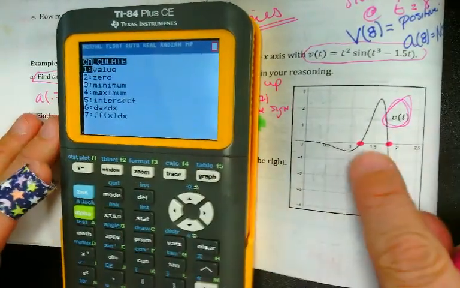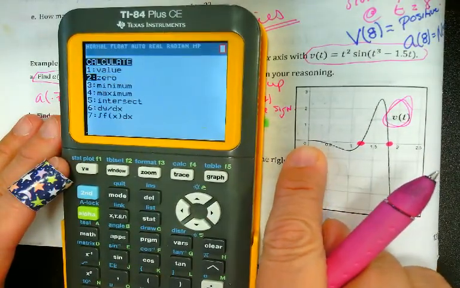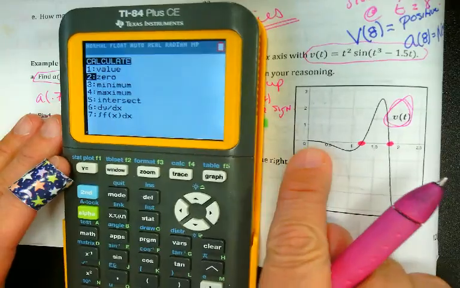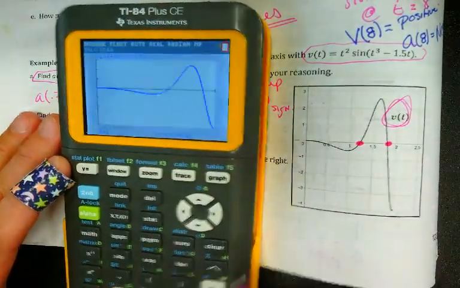When it's touching 0 at the very end, like near 0, does that count? I'm not sure if it's touching. We'd have to double check that. It looks like it's close. I don't know if it's touching though. So give me 1 second. I'm going to use my 0 feature, second trace 0.